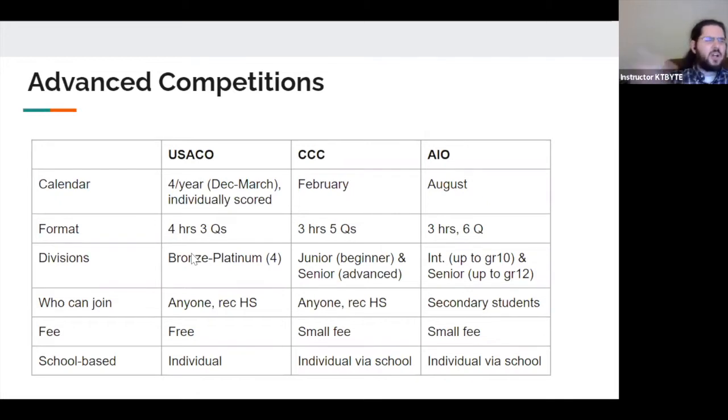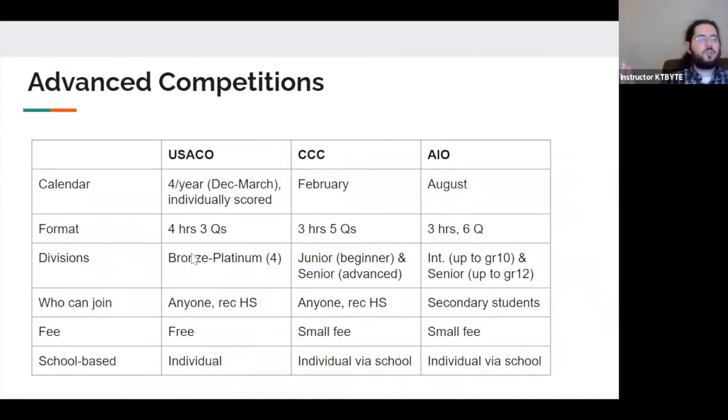One thing I'll throw out there with the CCC that I'm not going to write down is that there is another phase to that one, which is called the Canadian Computing Olympiad, but that is limited to the top 20 people in the Canadian Computing Competition. So that's the extra stage that they do to prepare for the international competition.